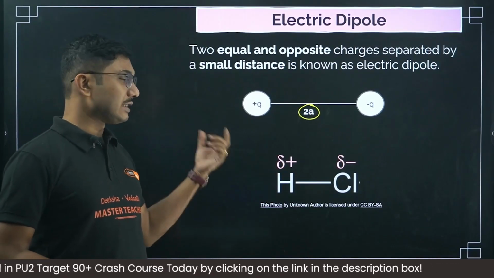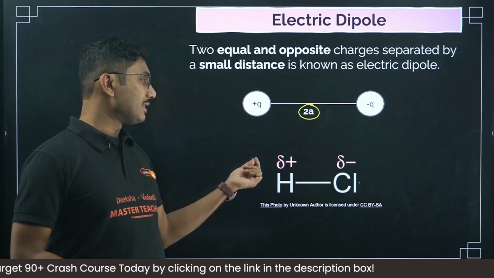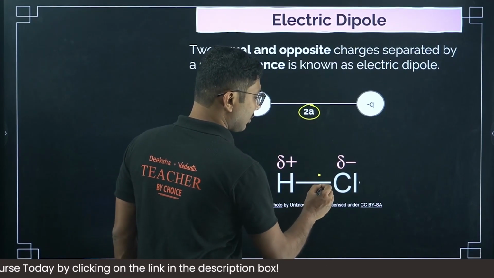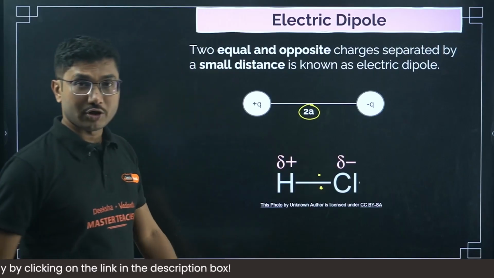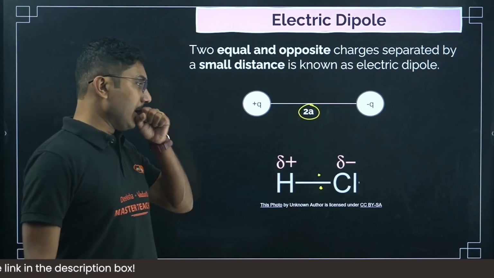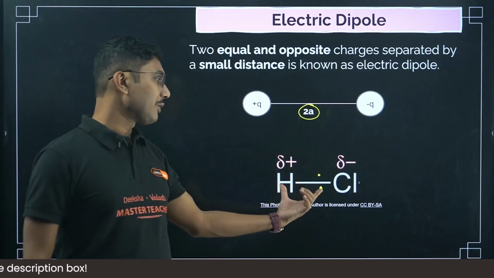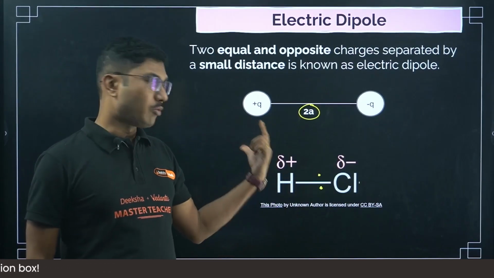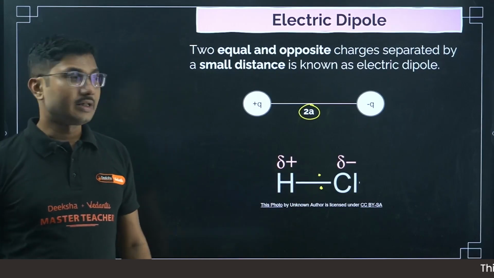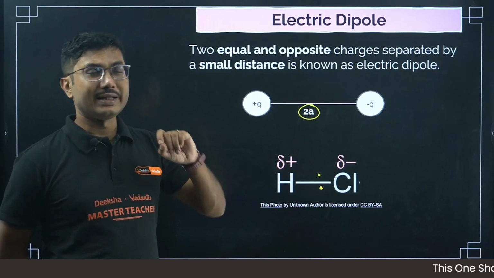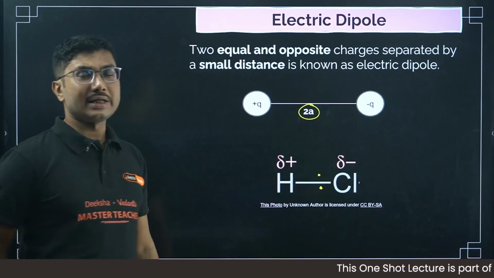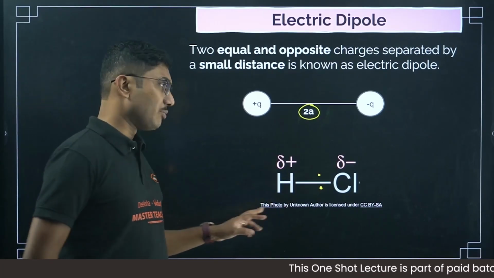So if you consider hydrochloric acid, the electron pair which is being shared between hydrogen and chlorine, because of the higher electron affinity of chlorine, slightly shifts towards the chlorine. Now because it's a molecule, their bond length is very, very small, and because the pair is shifted, the chlorine becomes slightly negative and the hydrogen becomes slightly positive. So you can consider it to be an electric dipole.